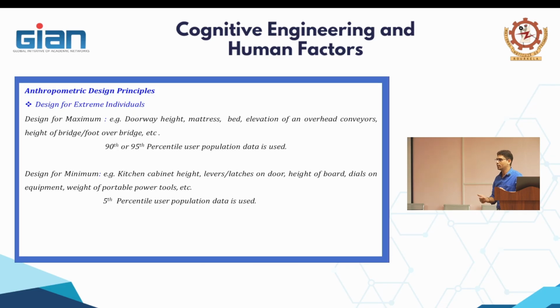So either 90 or 95, like doorway height or mattress or the bed, or the elevation of the overhead conveyors in industries. At which particular height should they be installed?